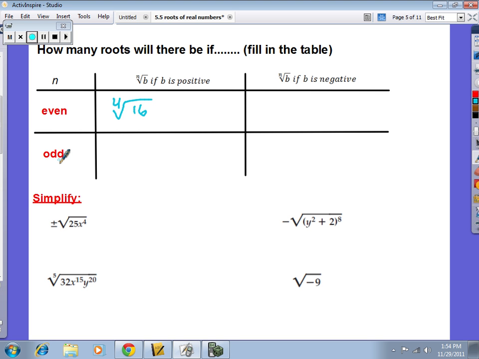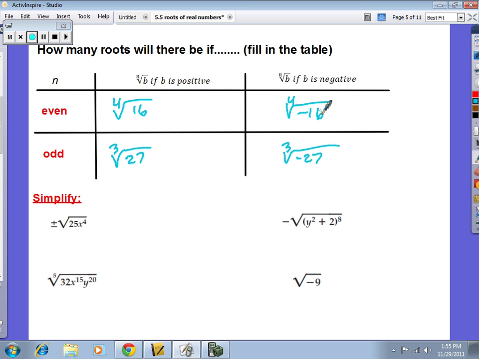And then let's do an odd example. So let's do cube root of 27. Okay, now b is what's underneath. b is your radicand. So if b is positive, now let's do one if b is negative. Let's do 4th root of negative 16. And let's do cube root of negative 27. So I have an even index and I have an odd index. And then I've got a positive radicand and a negative radicand.